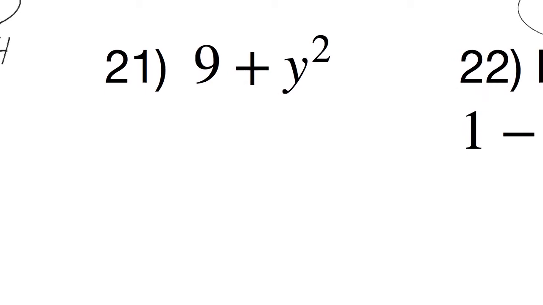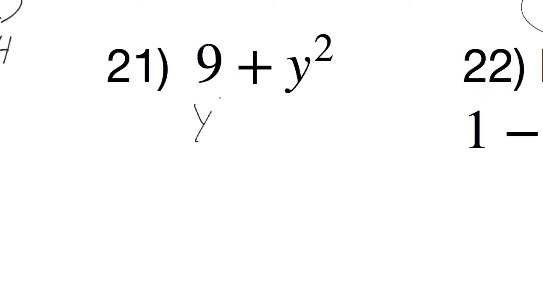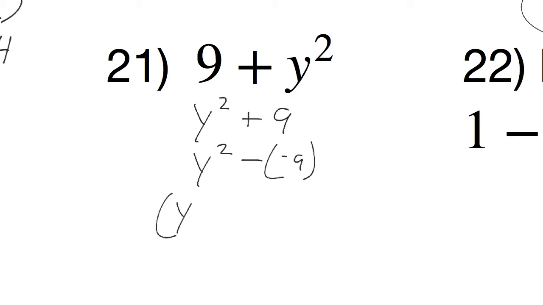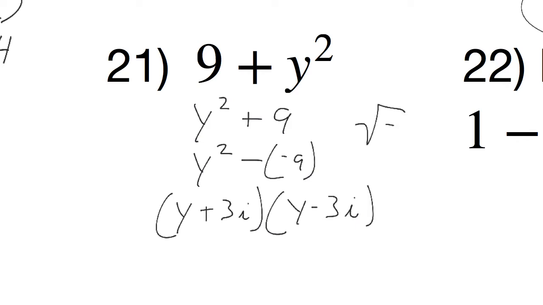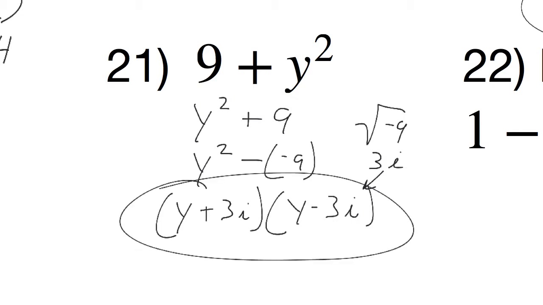Let's do that again here. I'm just going to rewrite it so that it's a little more familiar. No real need to, but I want to just because it looks prettier. I'm going to force there to be subtraction. And I'm going to forcibly take the square root of negative 9, which becomes 3i. So I can say that this is y plus 3i and y minus 3i, because the square root of negative 9 is 3i. That's the answer, 21.